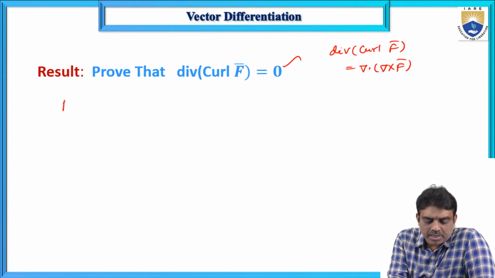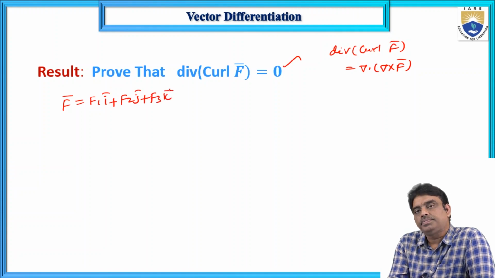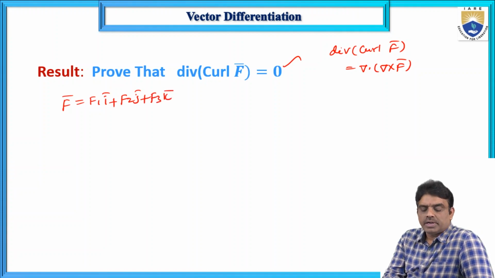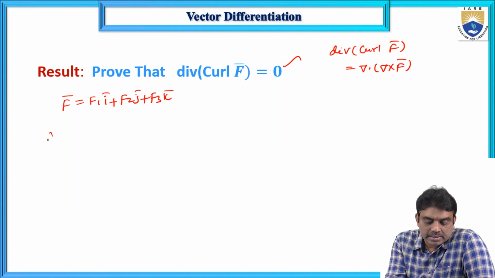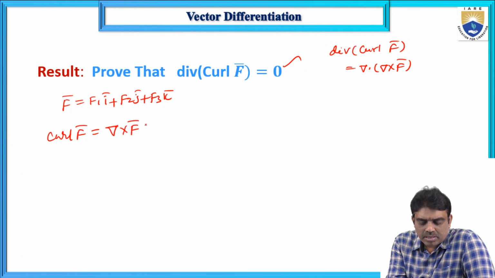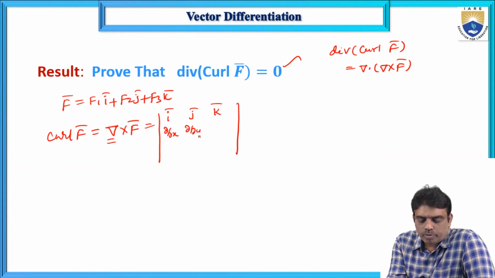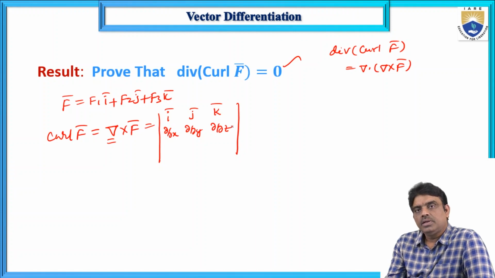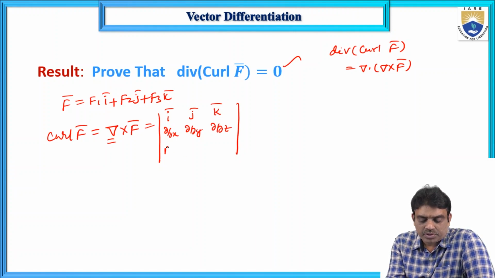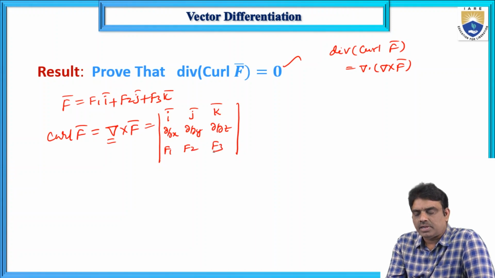So for that purpose, let us assume that f bar is equal to f1 i bar plus f2 j bar plus f3 k bar, where f1, f2, f3 are functions of x, y, z, not constants. Then curl f bar. What is curl f bar? Del cross f bar, that is the determinant of i bar, j bar, k bar, then dou by dou x, dou by dou y, dou by dou z. And the last row is the f bar coefficients, f1, f2 and f3.